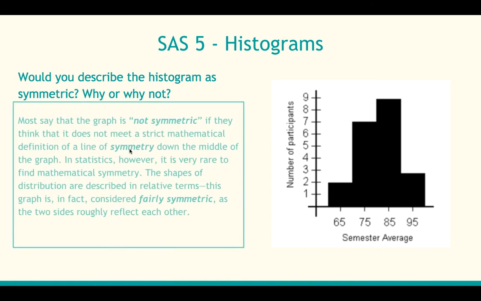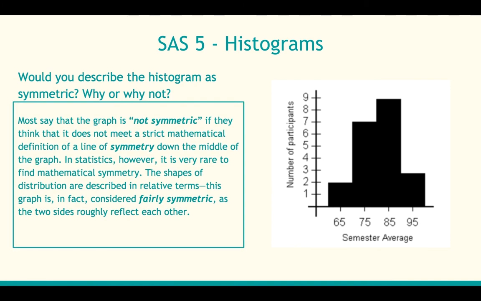To the left. Most say that the graph is not symmetric if they think that it does not meet the strict mathematical definition of a line of symmetry down the middle of the graph. In statistics, however, it is very rare to find mathematical symmetry. The shapes of distribution are described in relative terms. This graph is in fact considered fairly symmetric, as the two sides roughly reflect each other. So think of it this way. This is 9 and 3, which is 12, and this is 7 and 2, which is 9. Yes, there are more values on this side than there are on this side, but the mode is in the middle, so they're about the same.